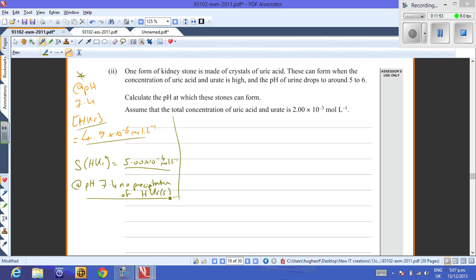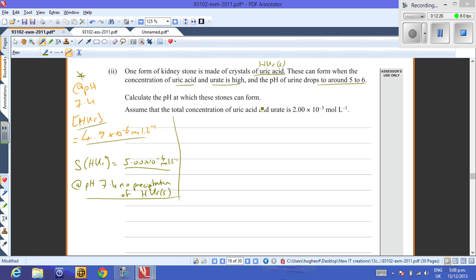The uric acid solid. Now these crystals, if they form, they're known as kidney stones because they're made up of crystals of uric acid. So you don't want this stuff forming inside your body, and it seems to be pretty safe at pH 7.4, though they can form if you're taking other medication which disrupts the sodium ion balance. These can form when the concentration of uric acid and urate are high and the pH of urine drops to around 5 to 6. Calculate the pH at which these stones can form.